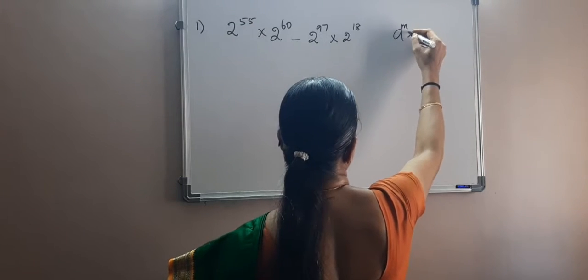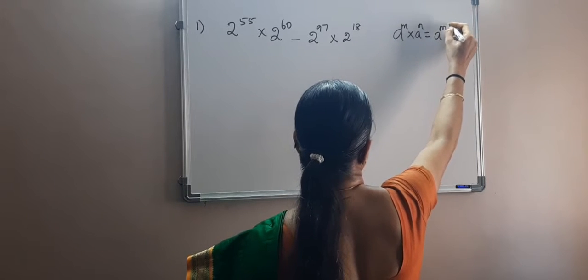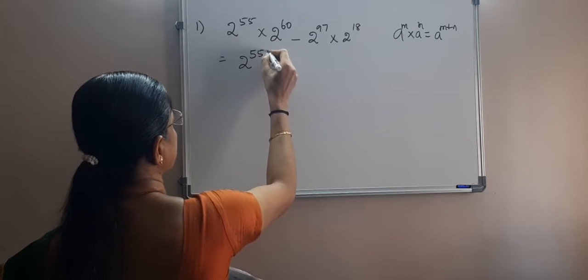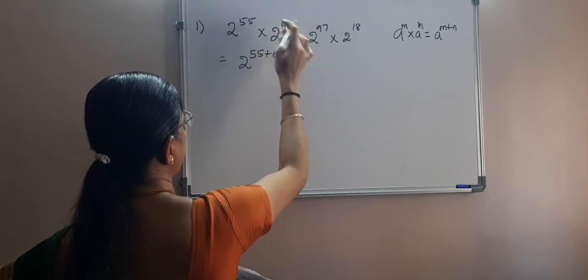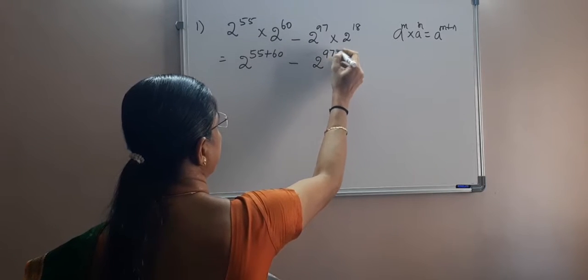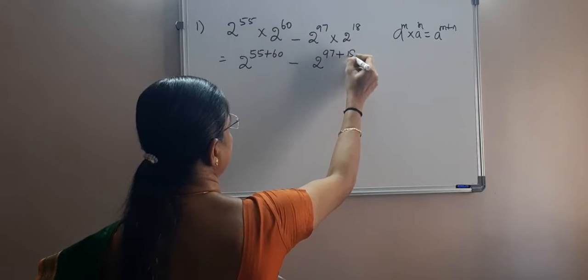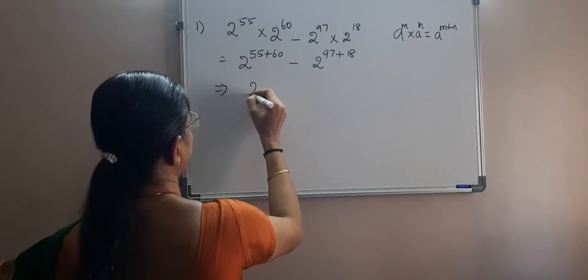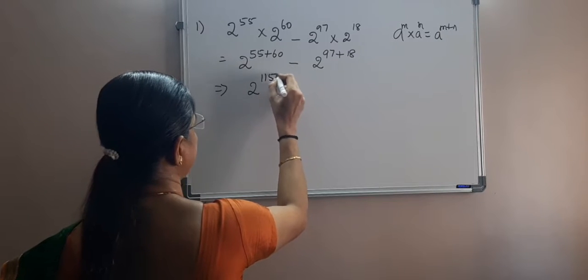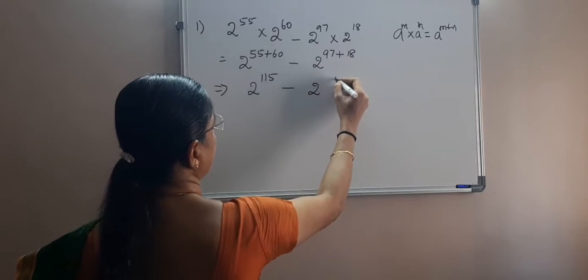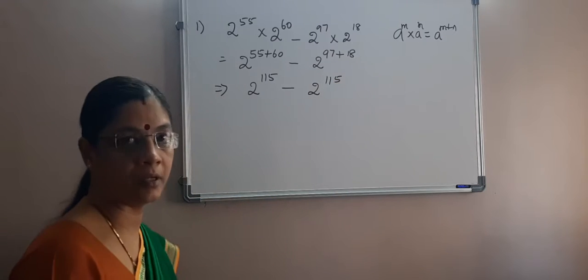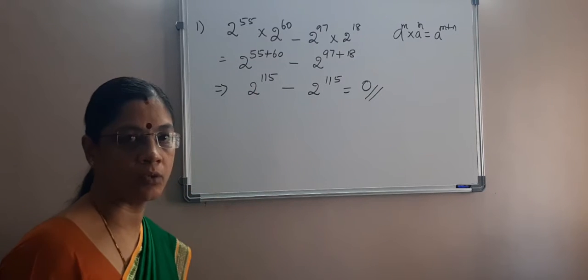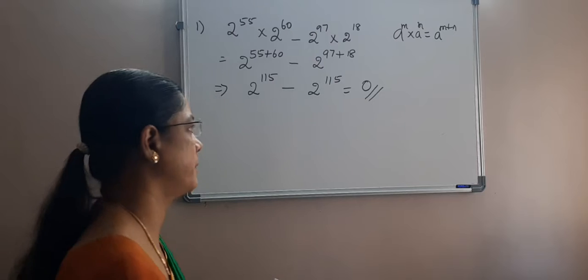What the product rule says is a power m into a power n is equal to a power m plus n. So we just add the exponents. Because the base is the same, we add 2 power 97 plus 80. 2 power 55 plus 60 will be 115, minus 2 to the power 177, no, 2 to the power 115 minus 2 to the power 115 will be equal to 0. So this is how we solve exponents.